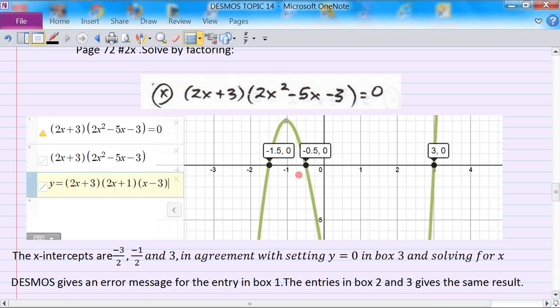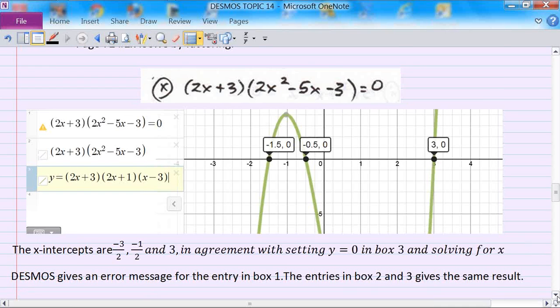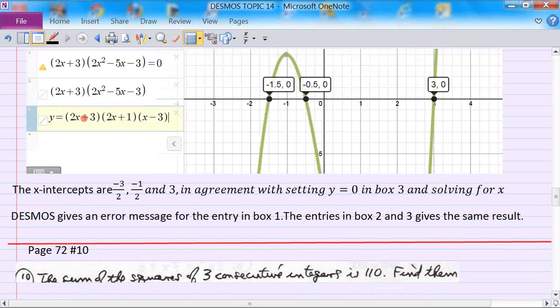Now you see the graph appearance is different because I've used projection mode and I've clicked on the points. So you can see the intercepts are minus 1.5, minus 0.5, and 3. And so, which is what you would expect from here. 2x plus 3 equals 0, so x equals minus 1.5, that's that one. 2x plus 1 equals 0, x equals minus 0.5, that's that one. And x minus 3 equals 0, and that gives you that one.